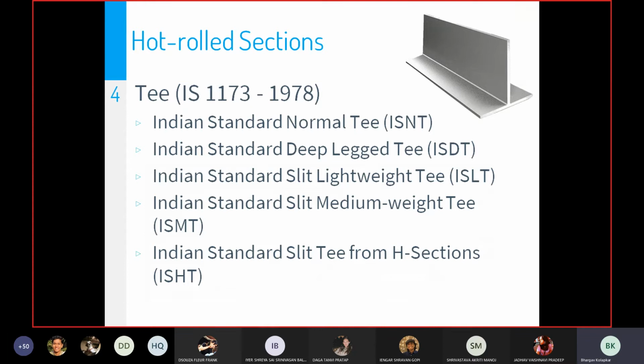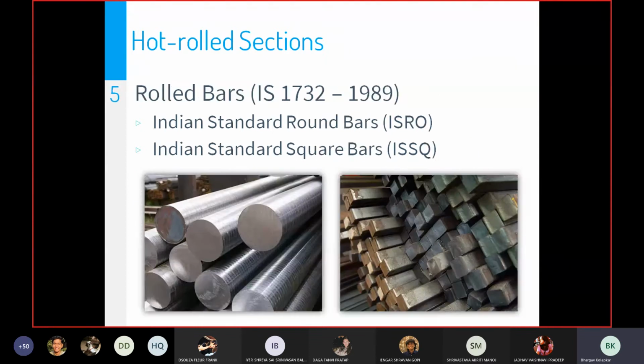So again, there's a normal T, deep leg T, slit lightweight T, slit medium weight T, and slit T from edge sections. That is, you take an edge section and you just cut it from the middle so that you can get 2 T sections. Not very commonly used. If at all a T section is required, normally 2 angle sections are combined to form a T section. Then rolled bars, again very specific applications, not very commonly used.